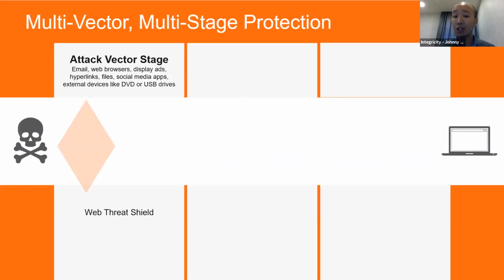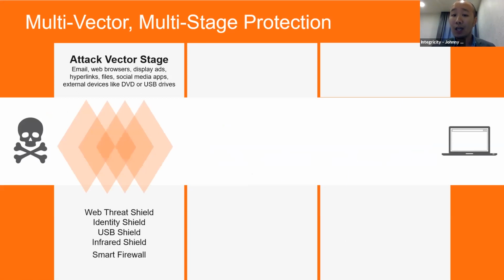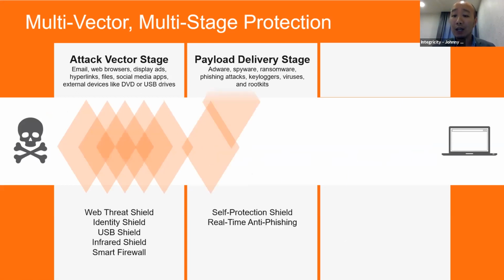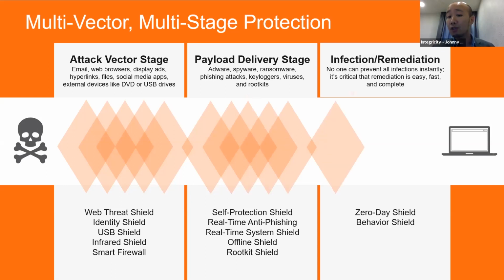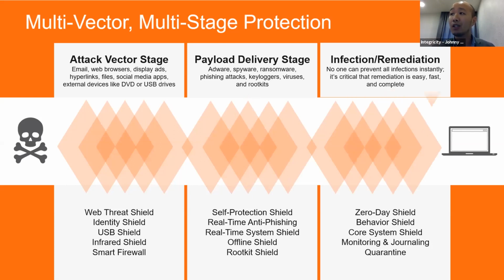The other feature I would like to share with you is multi-vector protection. As you can see over here, with multiple stages, you are able to stop threats before they actually succeed, right? Stages from your email, browsers, external thumb drives, and so on, through phishing attacks, keyloggers, all right, and then later on, and so on. So there are many layers here.